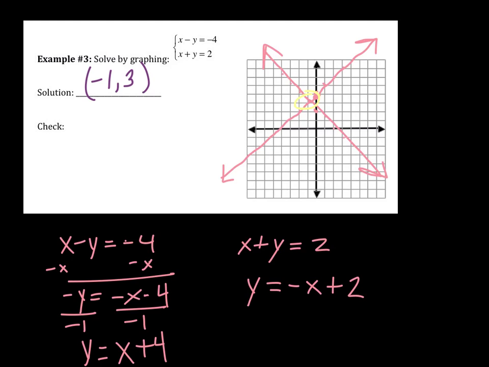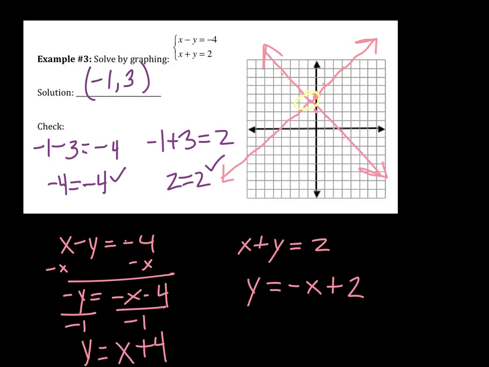So then all we have to do is check it. So plug in negative 1 for x and 3 for y. So x minus y equals negative 4, negative 1 minus 3 equals negative 4, and negative 1 plus 3 equals 2. Negative 1 and negative 3 is negative 4, so that's good. And negative 1 plus 3 is 2. So we did graph it correctly, and our solution to the system is negative 1, positive 3, written as an ordered pair always.